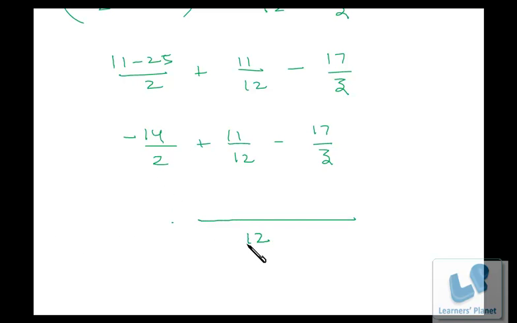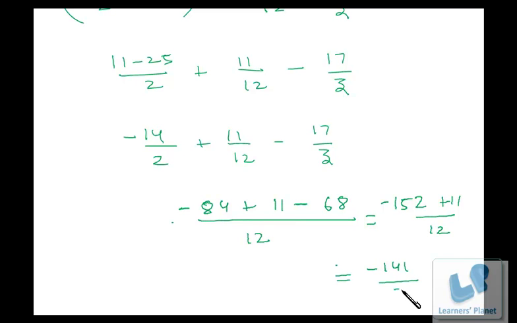Now 2 sixes are 12. So that 6 into 14 is 84 with a negative sign. Okay. Plus 12 into 1 is 12. So that 1 into 11 will be 11. Minus 3 into 4 is 12. So that 4 into 17 is 68. Right. So if you solve, it's minus 84 plus 11 minus 68, which gives minus 141 by 12. Okay, so I hope you are getting this thing, how to add rational numbers.